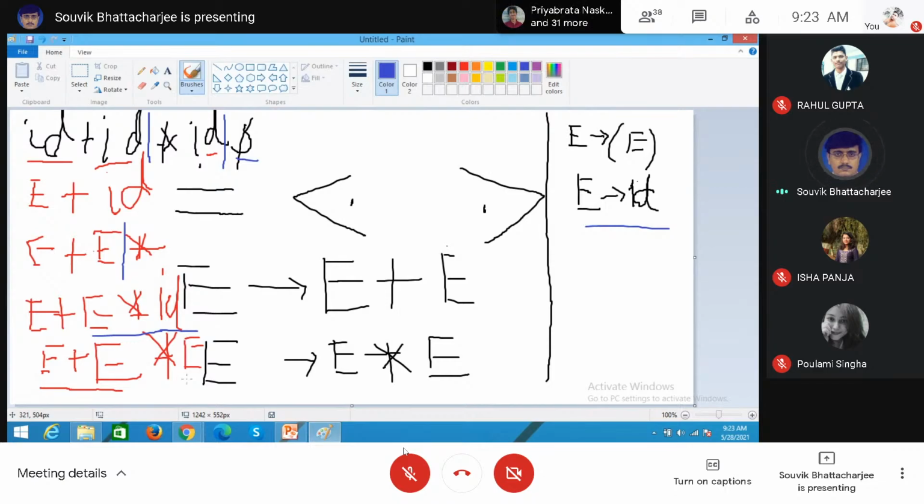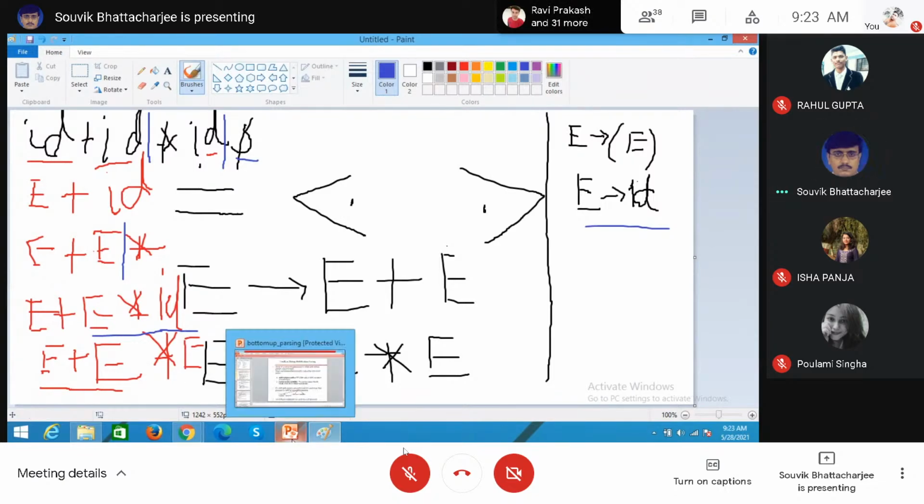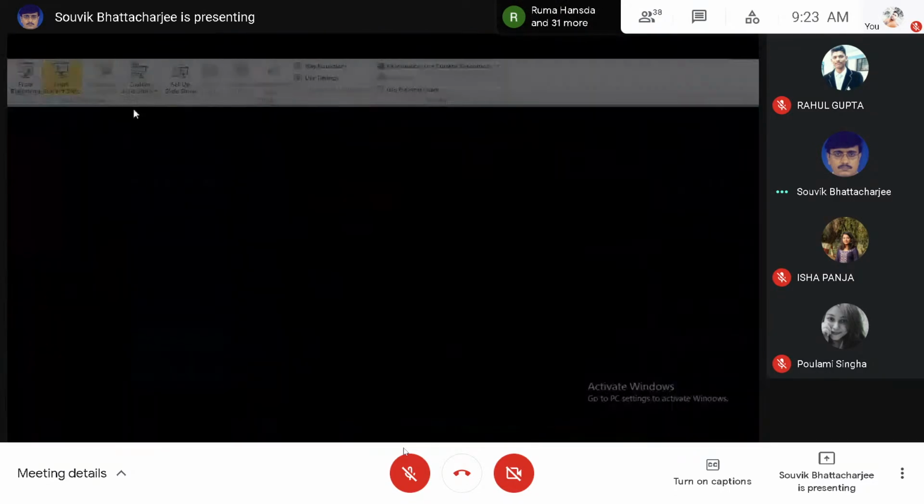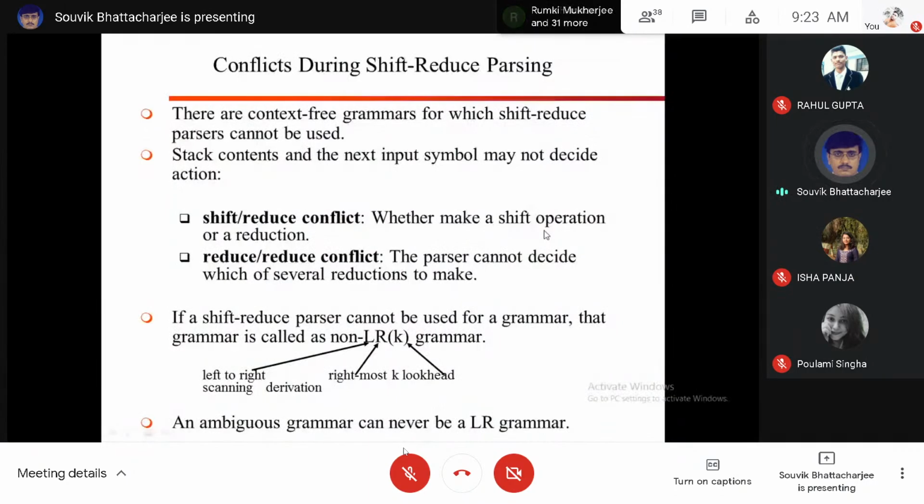What will you do now? That means two conflicts may occur in the shift-reduce parser: one is the shift-reduce conflict, and the other is the reduce-reduce conflict. Now tell me what is to be done here. Now I think this concept is clear.